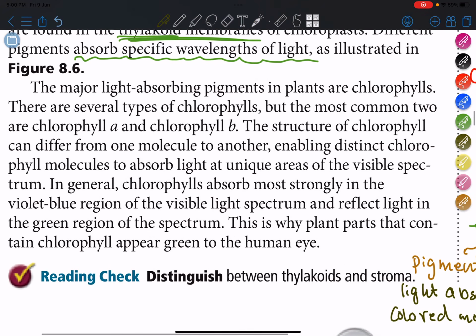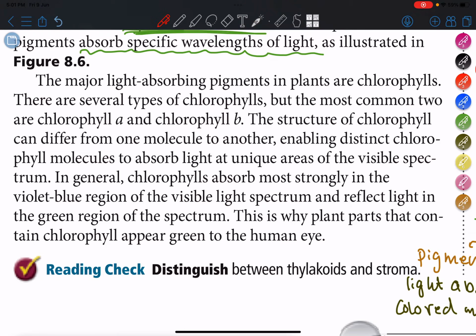So the major light-absorbing pigment in plants are chlorophylls. So, what is the major light-absorbing pigment? Major means the biggest or the most abundant. What is the most well-known pigment I have? Chlorophyll. Okay? That's the name of the pigment. Chlorophyll. There are several types of chlorophyll. The most common two types of chlorophyll are chlorophyll A and chlorophyll B. There are no easier names than that.